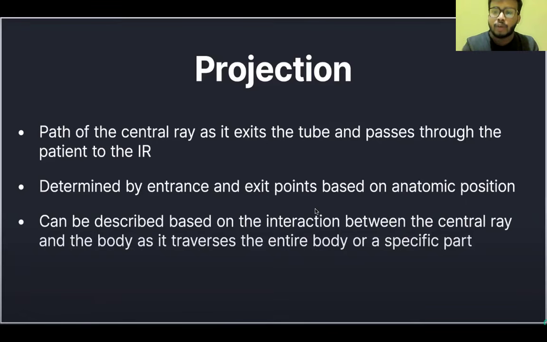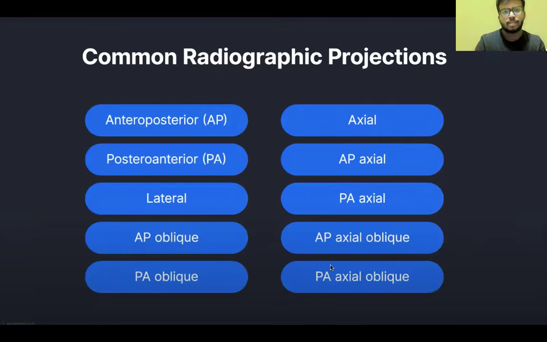In this session, we are going to discuss the routine and special projections. We'll be discussing what is an AP projection, what is a PA projection, what is a lateral, what is AP oblique, what is PA oblique. In AP oblique, we have right posterior oblique and left posterior oblique. In PA oblique, we have right anterior oblique and left anterior oblique. Then axial: AP axial, PA axial, AP axial oblique, PA axial oblique. Then we have also discussed some special projections. So we'll start with the easy one, AP, antero-posterior.